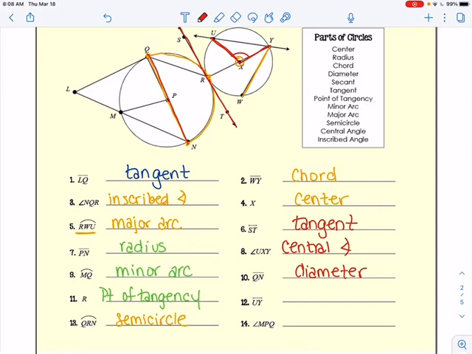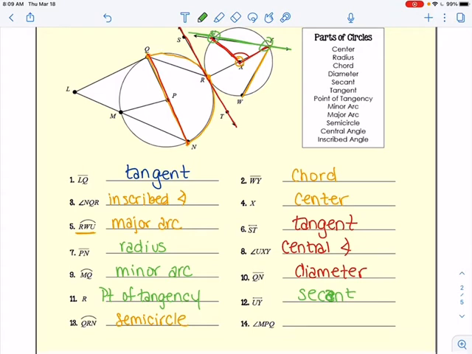Line segment UY. UY, change to green. UY is here. It intersects that circle at 2 spots. That means that it's going to be a secant. Else, if I spell it right.